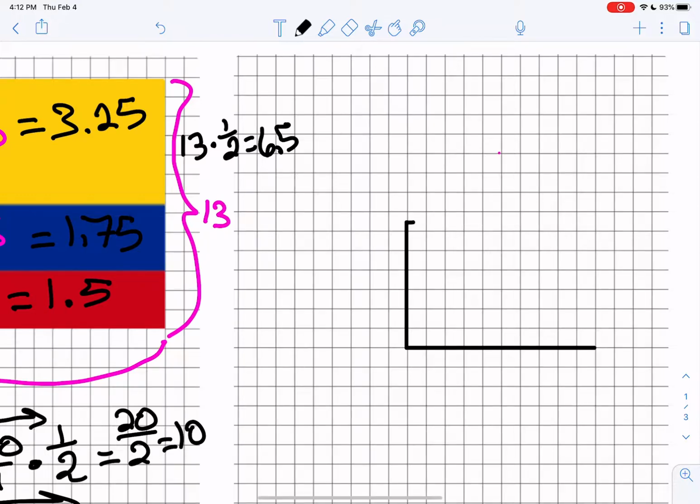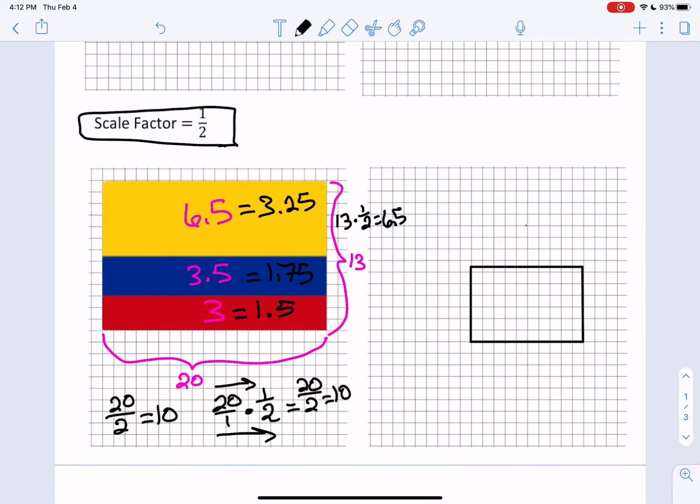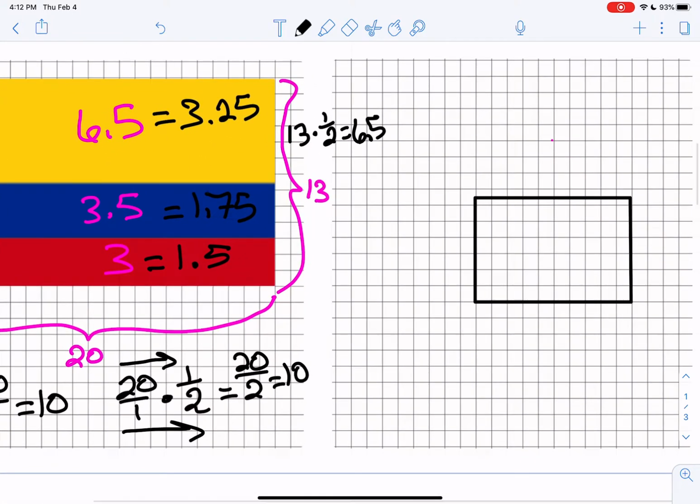Oops. Let's try that again. Okay, and draw my line down. Okay, so there's our new size of the flag. It's being reduced by half. So if the yellow is now 3 1/4, well, we have a half there, and 3 1/4 is half of that. So it's going to be, let's see, 2 and then a half. So it's going to be a little line right about there.